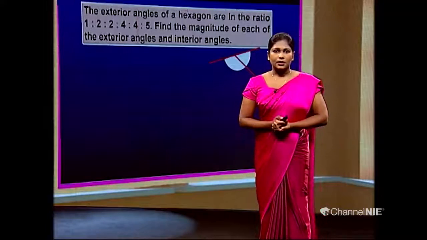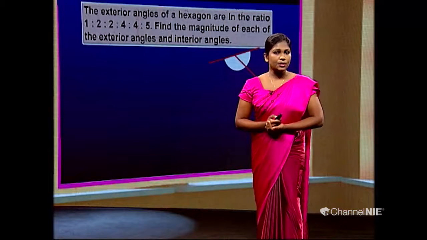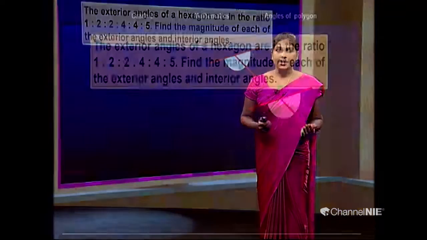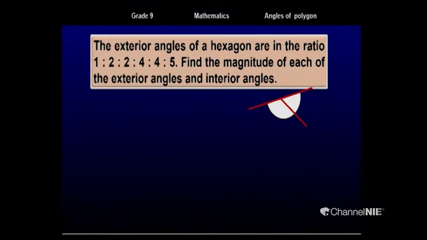Now we did two questions. They were given unknown terms and we found the values of those. Look at this. Read this question. The exterior angles of a hexagon are in the ratio 1:2:2:4:4:5.